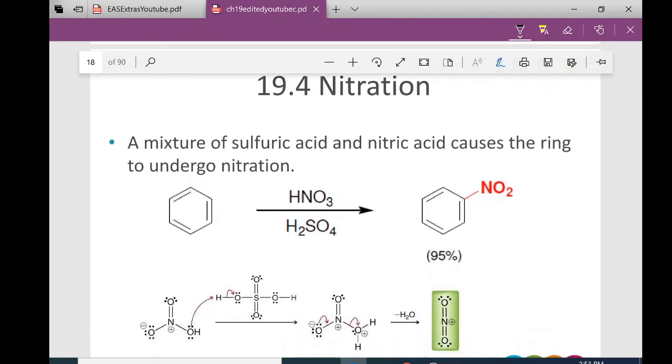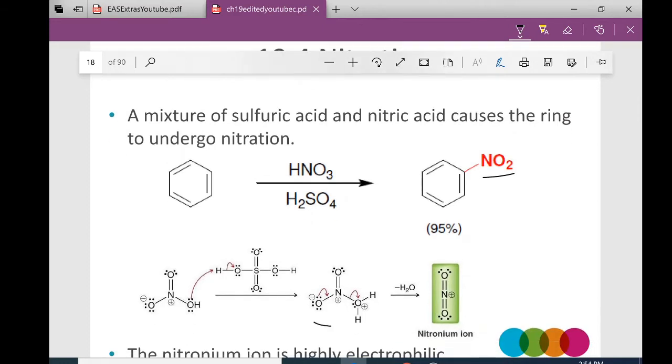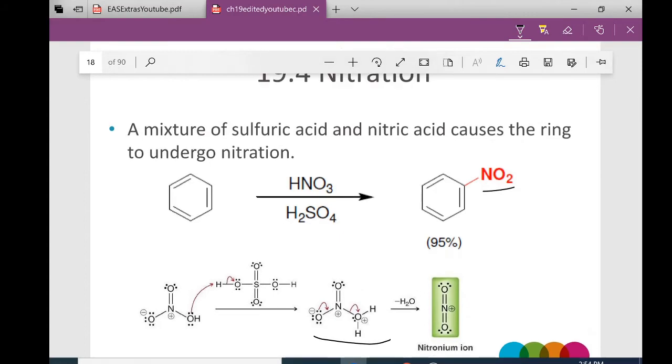The next reaction on our list is nitration, and we can put a nitro group on the ring if we use a combination of concentrated sulfuric and nitric acid. The reason is because sulfuric acid is slightly more acidic than nitric acid, and it will protonate nitric acid. When it does, we get this intermediate, which is unstable, which breaks down into a nitronium ion.